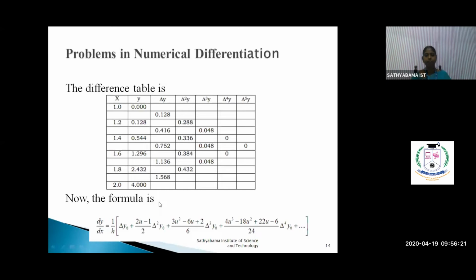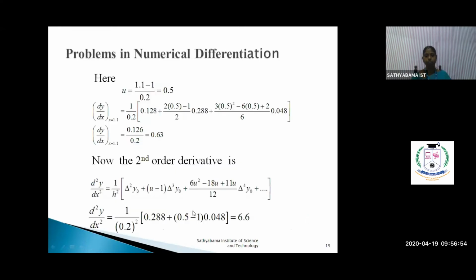Now we identified the formula, the first order derivative formula. What is that? dy by dx is equal to 1 by h, because my x is not exactly x0; it is near the beginning of the table. So dy by dx is equal to 1 by h times delta y0 plus 2u minus 1 by 2 delta square y0 plus 3u square minus 6u plus 2 by 6 into delta cube y0 plus so on. That formula only you have to use.